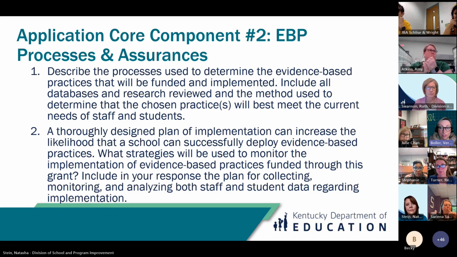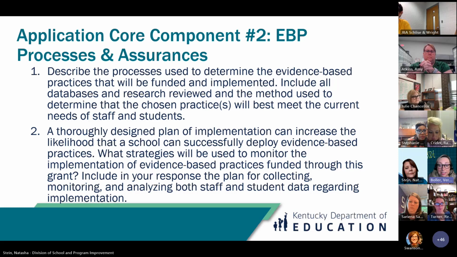So that's going to be one of your assurances here, number one on the slide. Describe the processes used to determine the evidence-based practices that will be funded and implemented. Include all databases and research reviewed and the method used to determine that the chosen practices will best meet the current needs of staff and students. So that's what Ruth was talking about, really delving in, making sure that what you're looking at fits the context for your school and so many other factors.